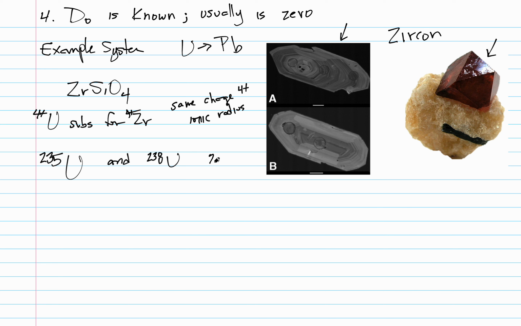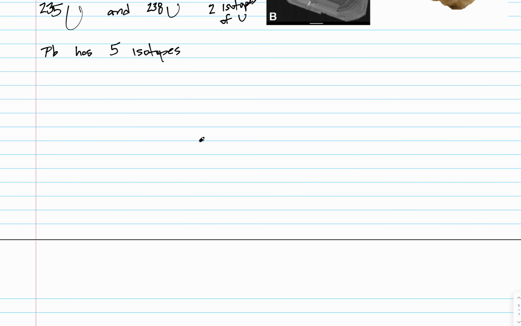So let's say this. We have two isotopes of uranium. Now here's an interesting thing. If we're decaying to lead, how many isotopes of lead do we have? So in nature, lead has, well actually, let's say this. Lead has like 25 different isotopes, but 5 of them are common.